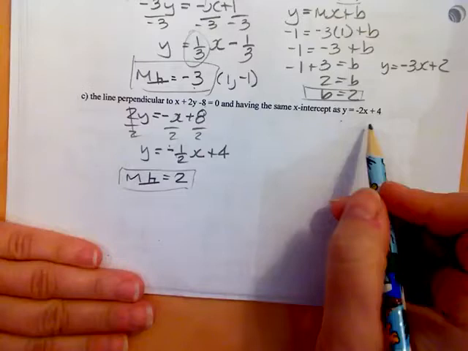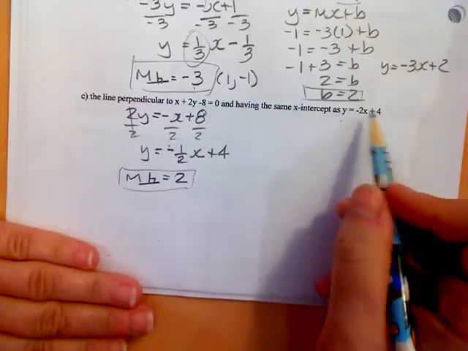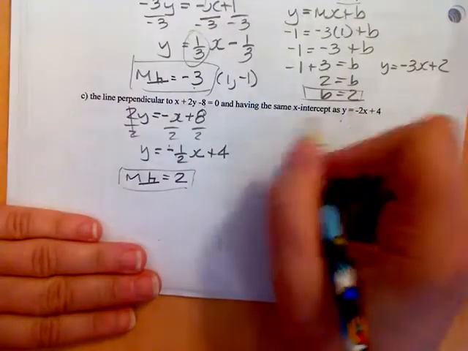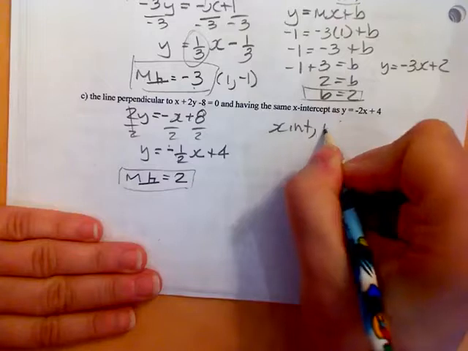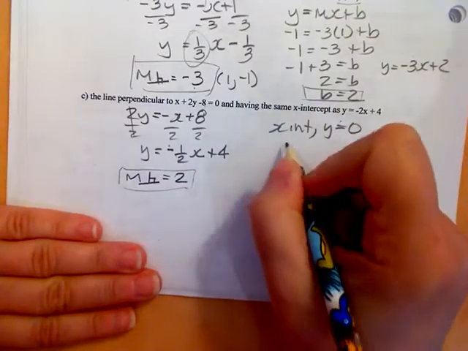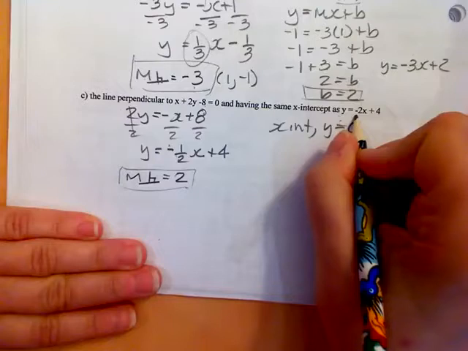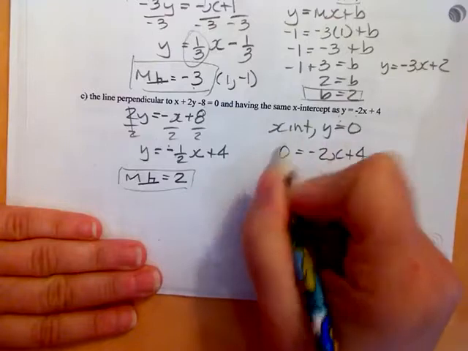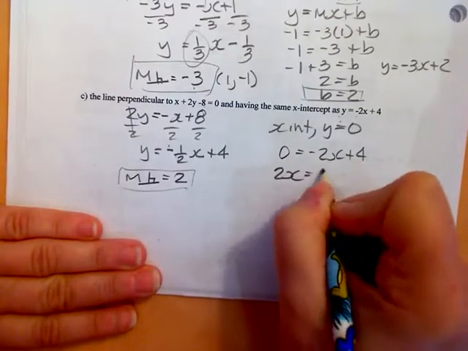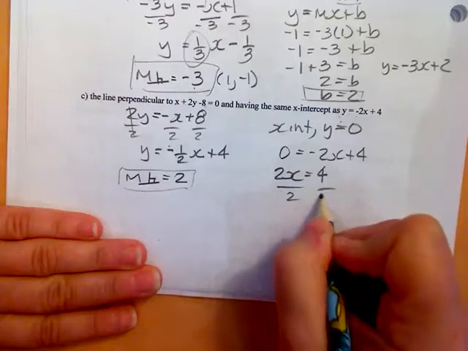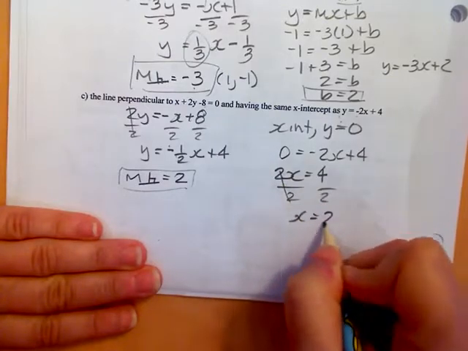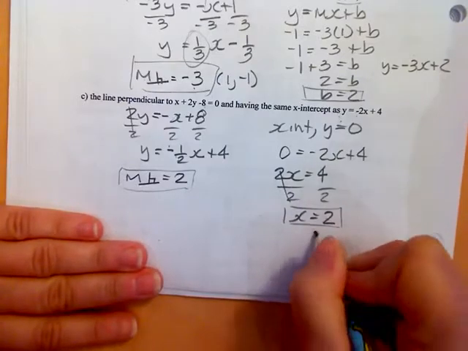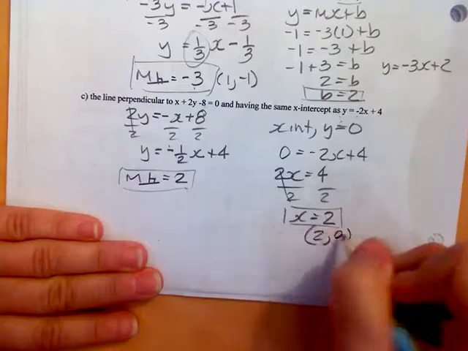Now I have to find my point. They didn't give it to me, but they said I have the same x-intercept as this. So if I find the x-intercept, well, for the x-intercept we let y equals 0. So let's do that. Instead of y equals negative 2x plus 4, I'm going to say 0 equals negative 2x plus 4. Then I'll bring negative 2x over, so it's positive 2x. Then I'm going to divide both sides by 2, and I get x equals 2. So my x-intercept is 2; x is 2 when y is 0.